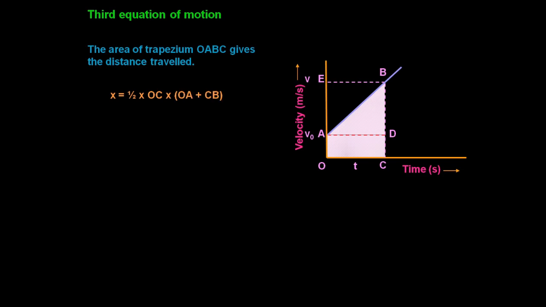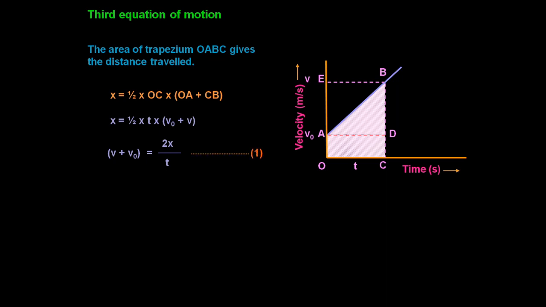Now let us come to the third equation of motion. So what is the third equation of motion? From this, x is equal to 1 by 2 OC into OA plus CB, which we did similarly for the second equation. In this case, we have V naught plus V. Now what we do is, from the second equation, we replace V plus V naught as 2x by t, 2s by t.